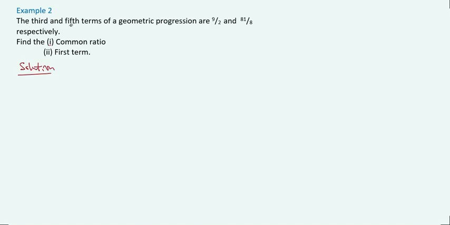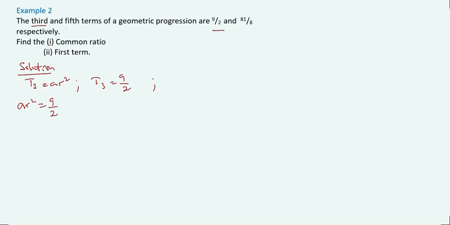Example 2. The third and fifth term of a GP are 9 over 2 and 81 over 8 respectively. Find the common ratio and the first term. The third term, they are telling us, is 9 over 2. This is the third term of a GP, AR square, and that same third term is equal to 9 over 2. So you agree with me that AR square is equal to 9 over 2.